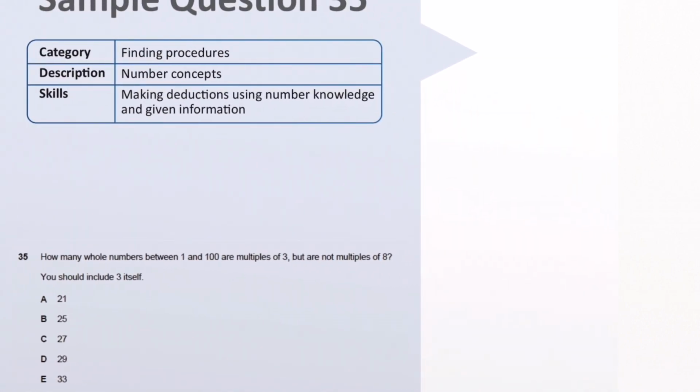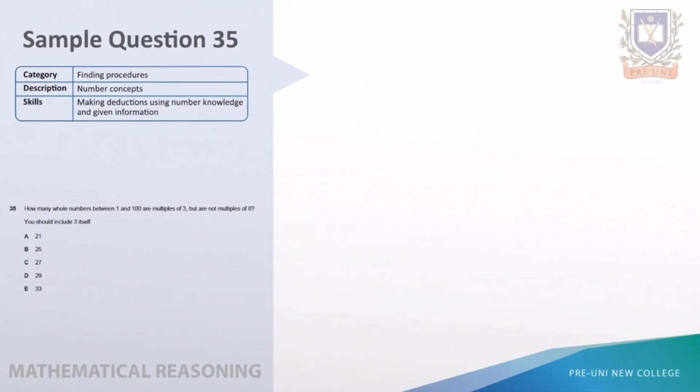And then for the last sample question, question 35. So our category is finding procedures. The description is number concepts, and the skills is making deductions using number knowledge and given information. So for 35, how many whole numbers between 1 and 100 are multiples of 3, but not multiples of 8? You should include 3 in itself. So for this type of question, this is also quite familiar in GA and maths. And one approach is just to write out all the multiples that satisfy the conditions that they are not multiples of 8.